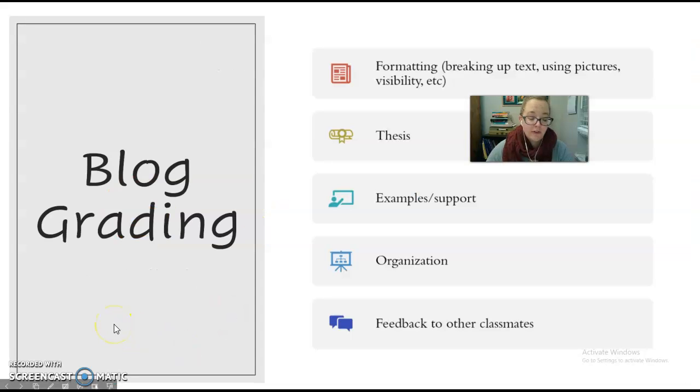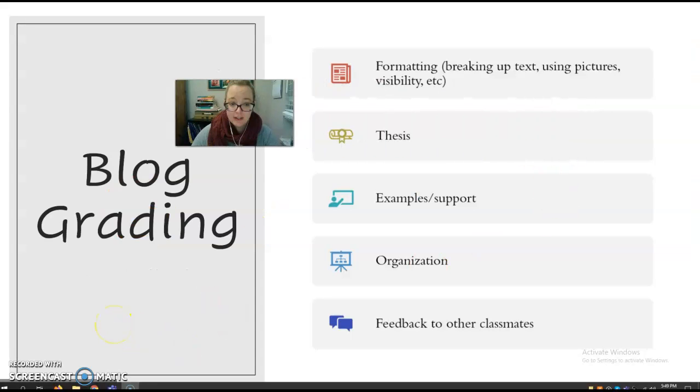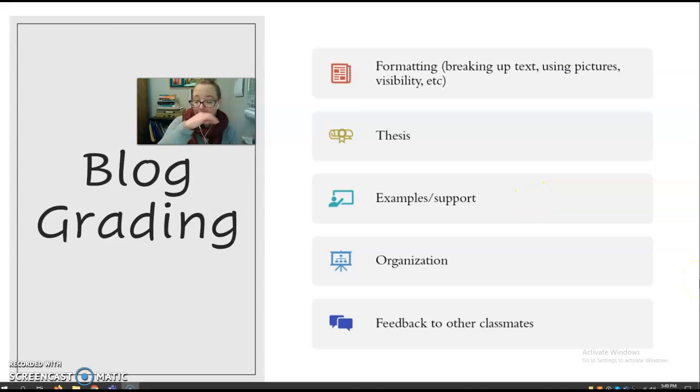When you're looking to post your final draft, I want you to look back over the assignment sheet and how I assess the blogs. I'm looking specifically for formatting, your thesis, examples, organization, and then keep in mind the comments that you're giving to classmates. I am also keeping track of those and grading you for them.